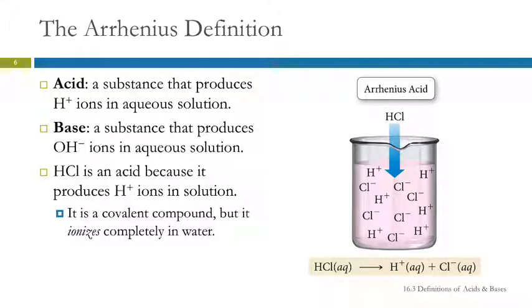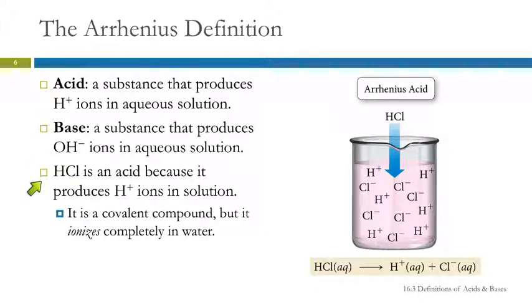So the Arrhenius definition. This is named after the Swedish scientist Svante Arrhenius. So his definition, and again, back to that quote, it's not that one is more correct than another, but they're just convenient in different situations. The Arrhenius definition is: an acid is a substance that produces hydrogen ions in aqueous solution. A base is a substance that produces hydroxide ions in aqueous solutions.